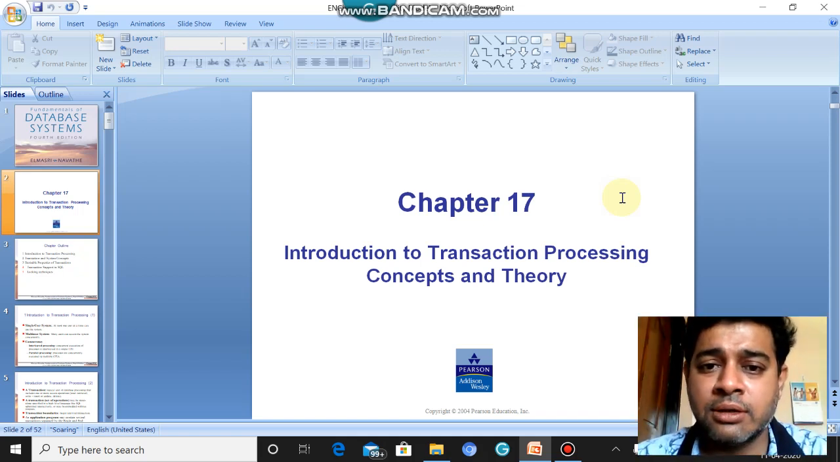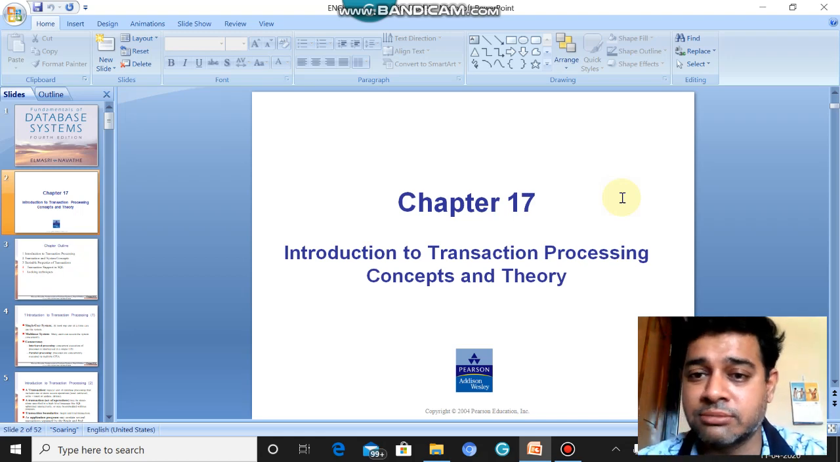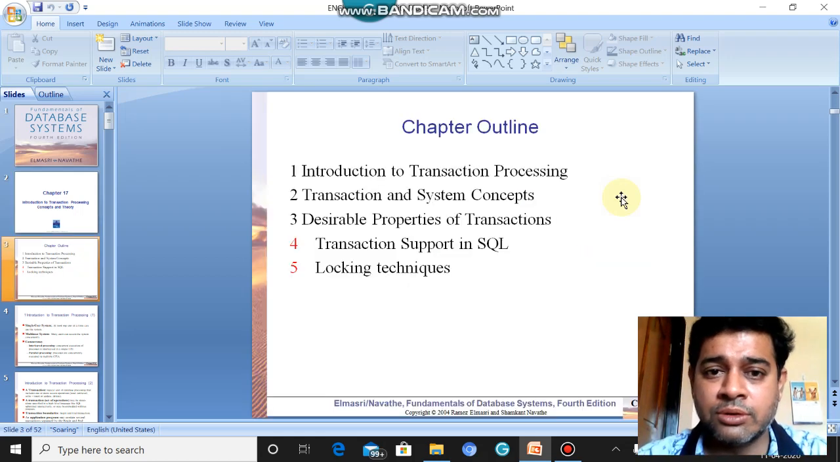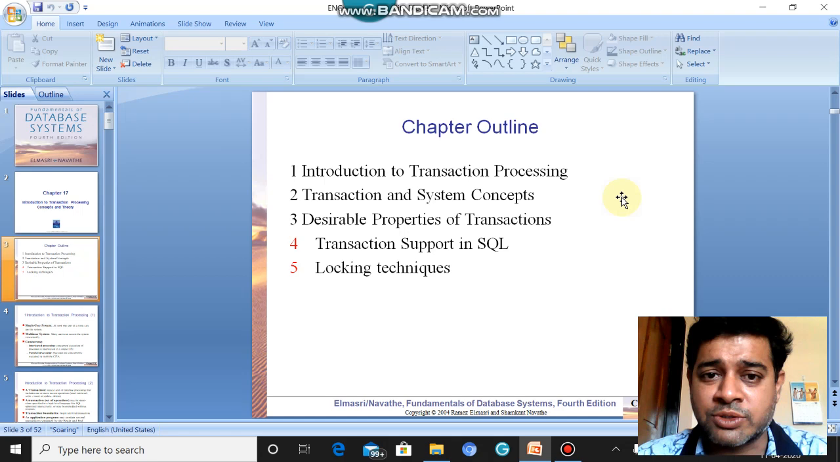Hello friends. So today we will see what we mean by transaction processing and concepts related to transaction processing. In this chapter we will see what exactly transaction processing is, how a transaction takes place, and what the desirable properties of transactions are. We'll see a few examples of transactions also, and there are some problems when a transaction is taking place. So we will see all these things with examples.